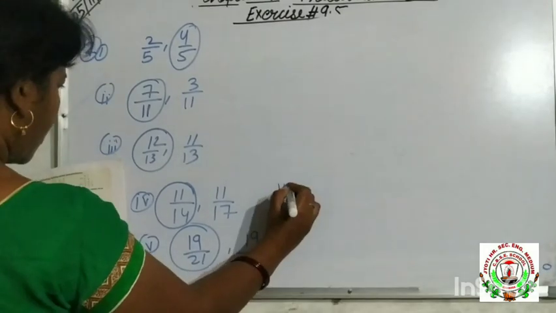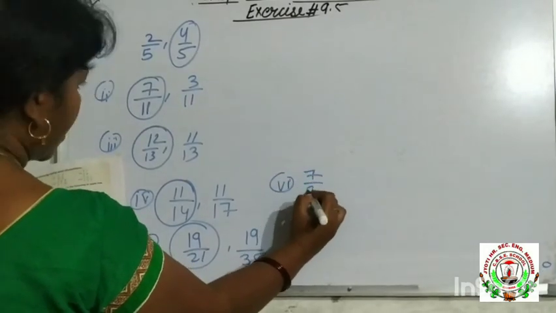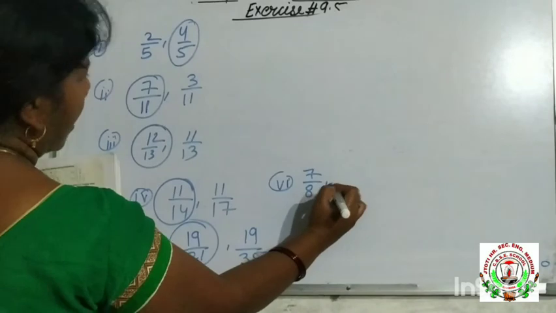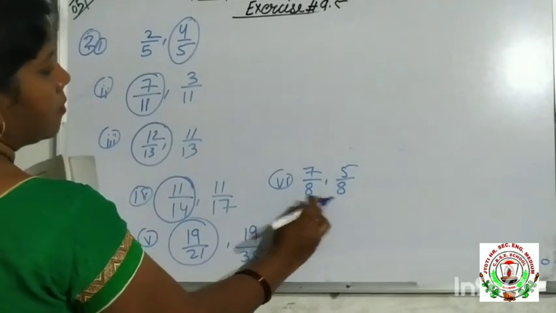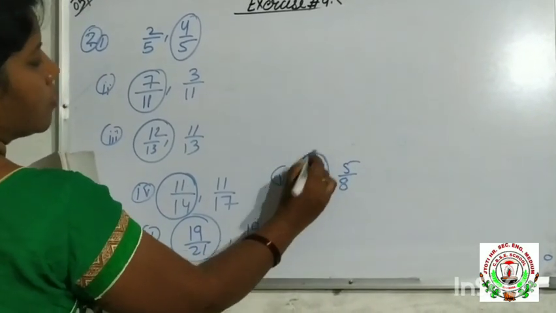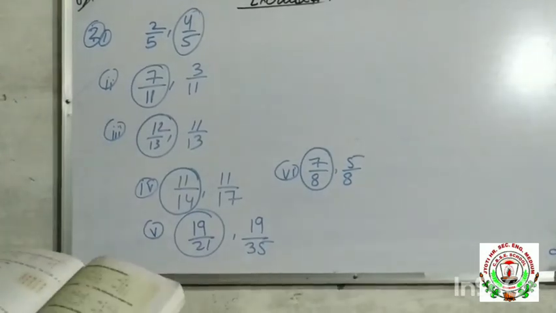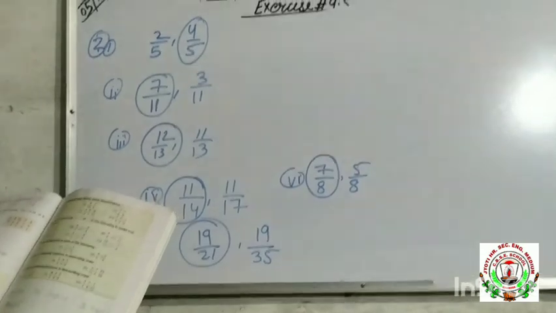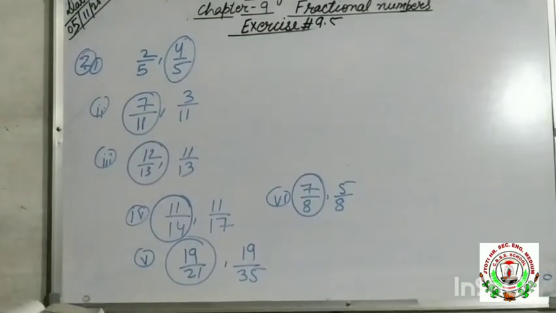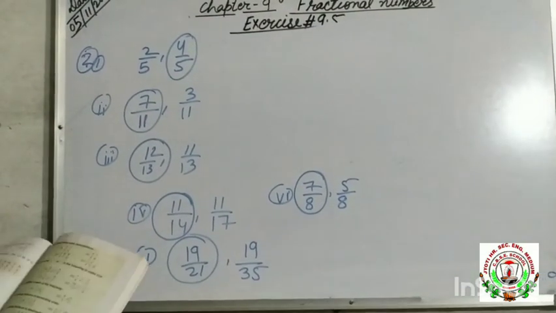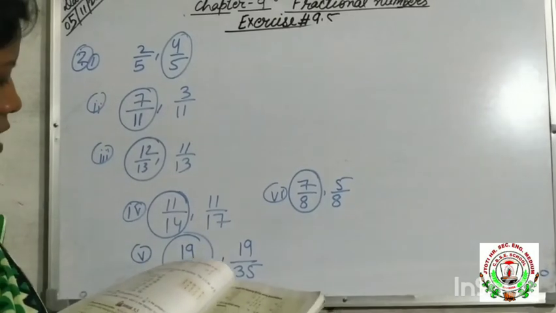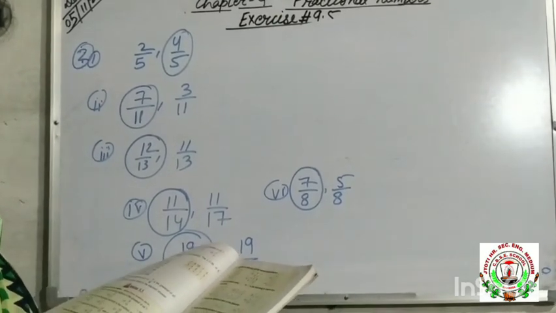Understood? Now in number 6, 7 by 8 and 5 by 8. Here the same denominator. So the greater numerator, that fraction will be greater. So 7 by 8 is greater. So we have completed question number 2. Understood? Next class we will solve 3, 4, 5, 6 and 7. Thank you.